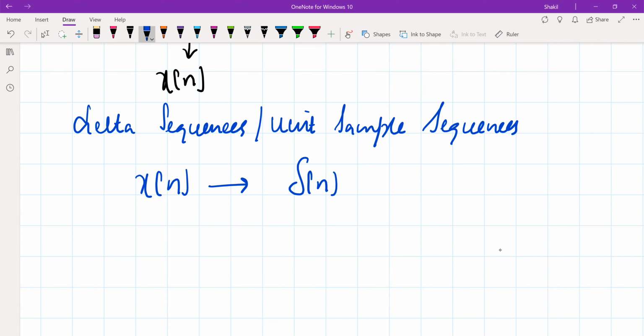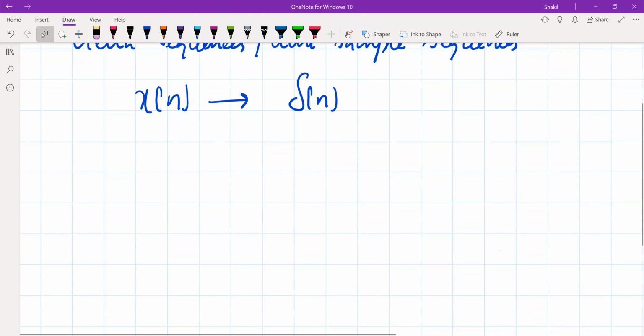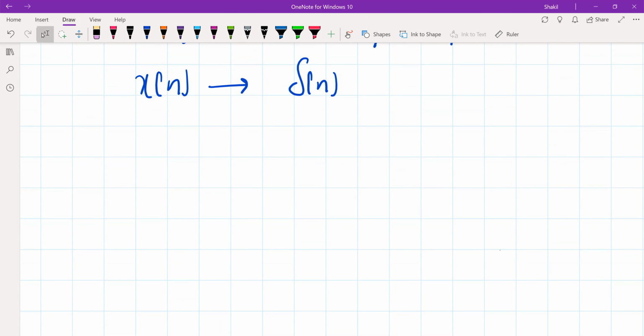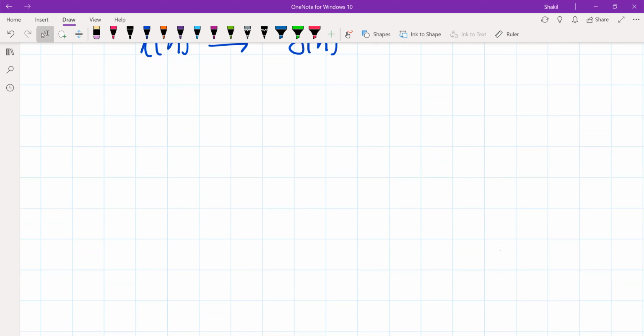Now to illustrate this, I'm going to take a very simple example. Please pay attention. This is very, very important. How do you express x of n in terms of delta function? This topic is very, very important. So let's take a very simple example. Let's suppose our x of n is this sequence: 2, 1, minus 3 by 2. Let me take this very simple example.